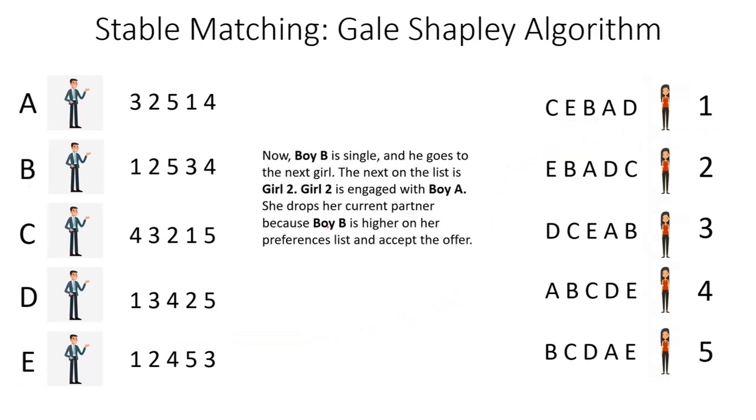So he becomes single, so we remove girl 1 from his preference list, and we go to the next girl, which is girl number 2. So he goes to girl number 2, and if you remember, girl 2 is already engaged with boy A, so she takes a look at her preference list and sees that boy B is more preferable than boy A, so she drops boy A and gets engaged with boy B. So after this situation, boy A is again single.